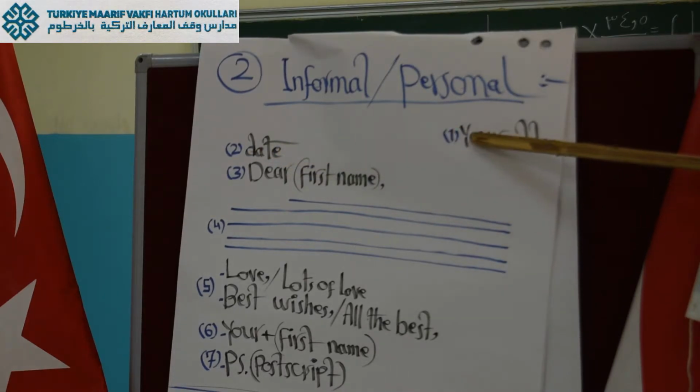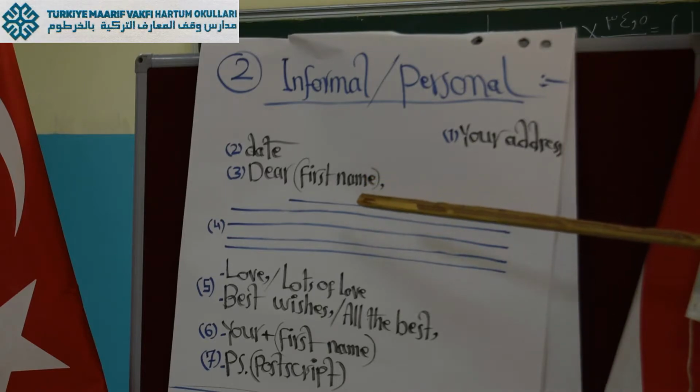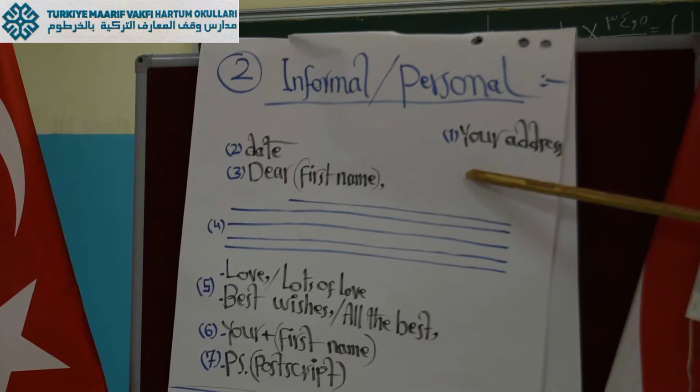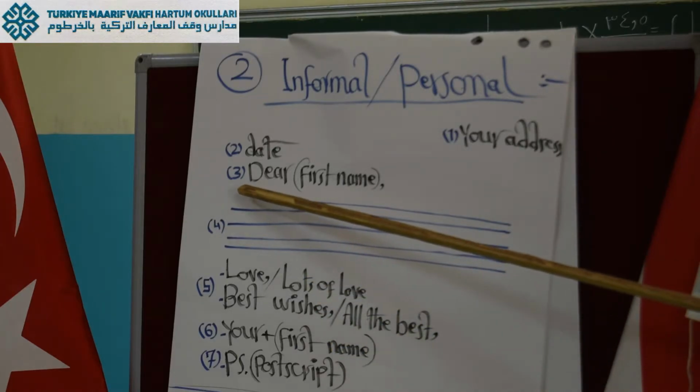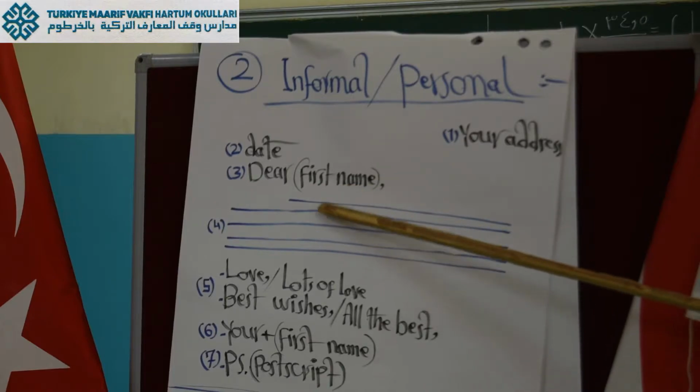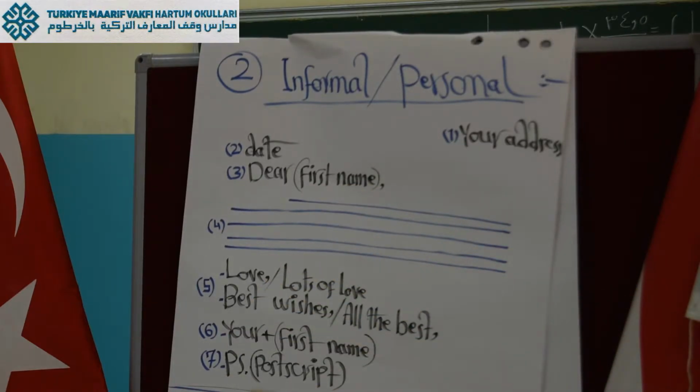But sometimes they take even the address out because it is somebody that you know, maybe a friend or a relative, so they already know your address. You know where you live and such basic information. So number 3, just dear, mention just the first name, the given name, and come to step 4.